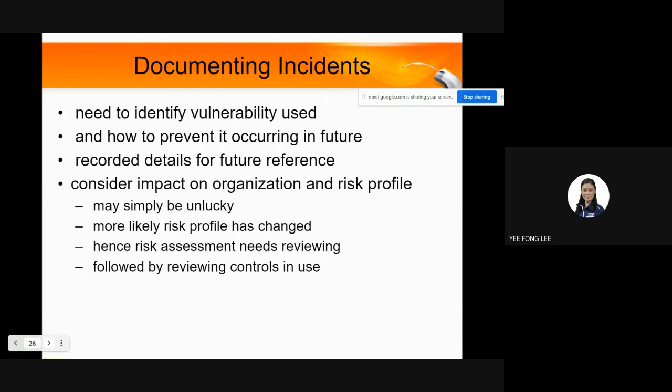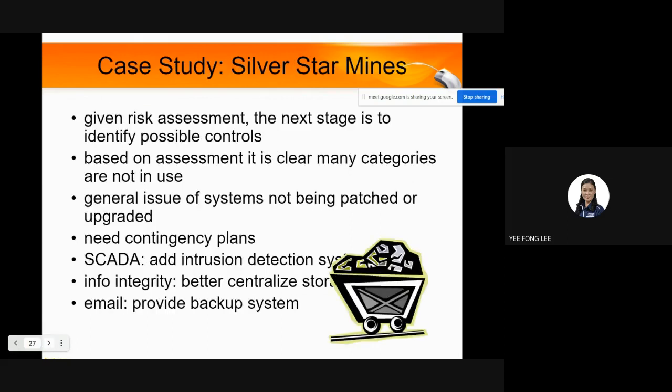Next one, this is about the case study. I will just briefly share with you what this is about. Given the outcome of the risk assessment for this company, Silver Star Mines, the next stage in the security management process is to identify the potential controls.